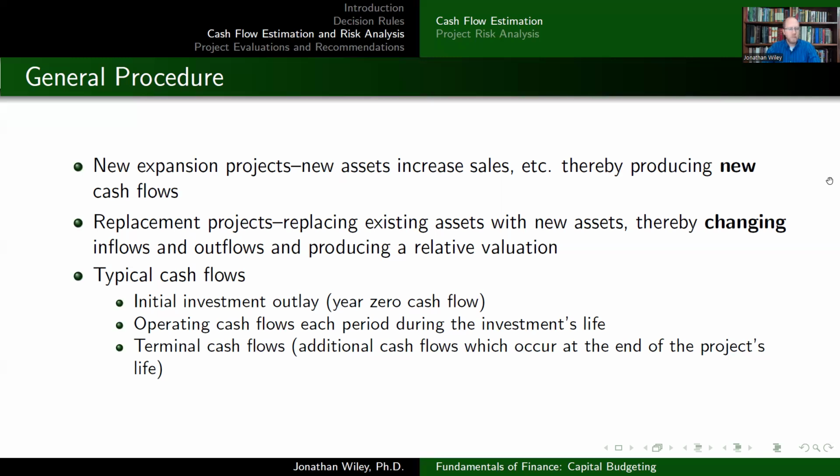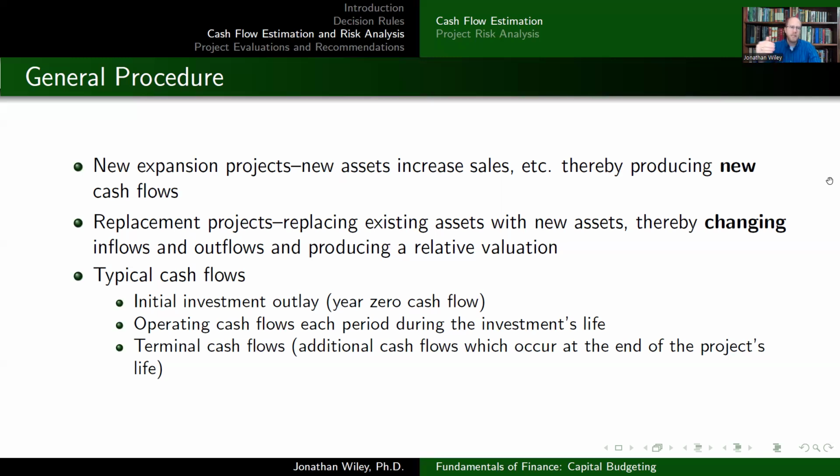Now, when you're evaluating a capital budgeting project, typically there are three broad categories of cash flows. You're going to have some kind of initial investment outlay. So this is basically your year zero cash flow. You spend money to buy the equipment. You may also spend money at time zero to account for a change in net working capital. You could also have a cash inflow due to a change in net working capital. If it's a replacement project, you might have a transaction at time zero where you sell the old piece of equipment and have to account for tax impacts and things like that associated with that sale. So those are the kinds of things that you're looking at for that initial investment outlay.